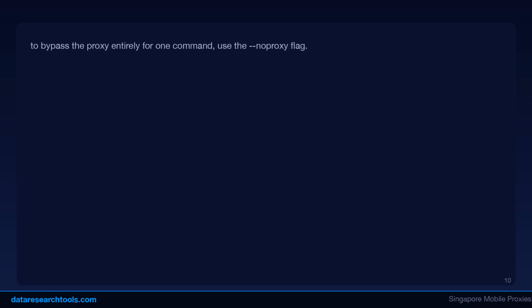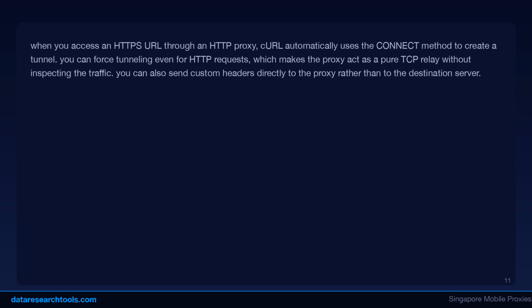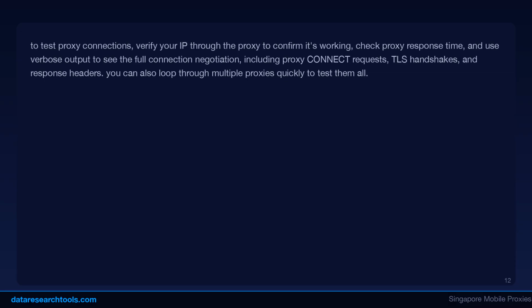Some systems use uppercase versions of these variables. To override the environment proxy for a single command, pass a different proxy directly. To bypass the proxy entirely for one command, use the noproxy flag. When you access an HTTPS URL through an HTTP proxy, cURL automatically uses the CONNECT method to create a tunnel. You can force tunneling even for HTTP requests, which makes the proxy act as a pure TCP relay without inspecting the traffic. You can also send custom headers directly to the proxy rather than to the destination server.